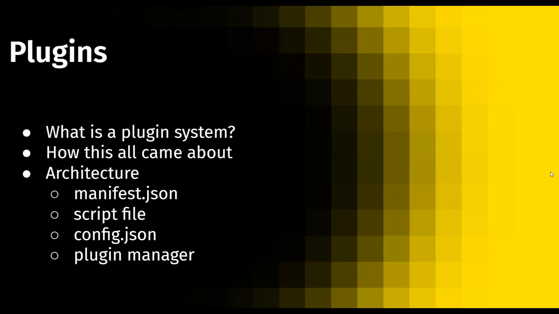So architecture. The plugin system that we have is composed of the manifest JSON, one or more scripting files, an Ultraedit provided config.json. So that's generated by the app. That's not something that will be generated by a third-party user. And then we have the internal plugin manager.